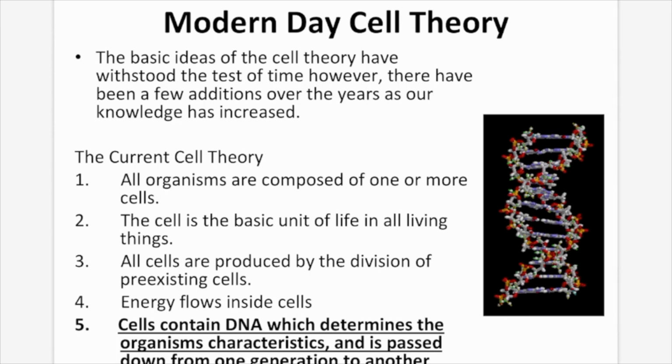So the modern day cell theory does have many parts to it, but we've expanded it. The basic ideas of the cell theory have withstood the test of time. However, there have been a few additions over the years as our knowledge has increased. So what is our current cell theory? Well, all organisms are composed of one or more cells. Number 2, the cell is the basic unit of life in all living things. Number 3, all cells are produced by the division of pre-existing cells. Number 4, energy flows inside cells. And number 5, cells contain DNA, which determines the organism's characteristics and is passed down from one generation to the next.